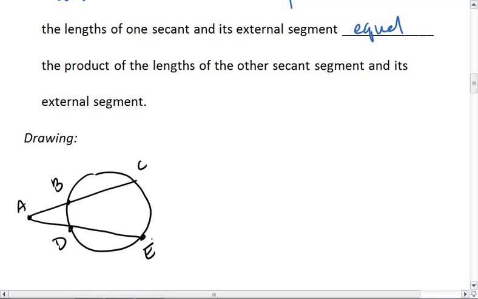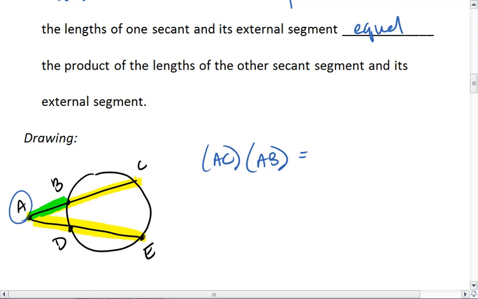What this theorem tells us is that if we have this case with these two secants and their shared endpoint, then the length of the entire secant, AC, multiplied by the length of this segment that's outside of the circle, AB, will equal the length of the entire second secant, AE, multiplied by the part of that second secant that's outside of the circle, AD.